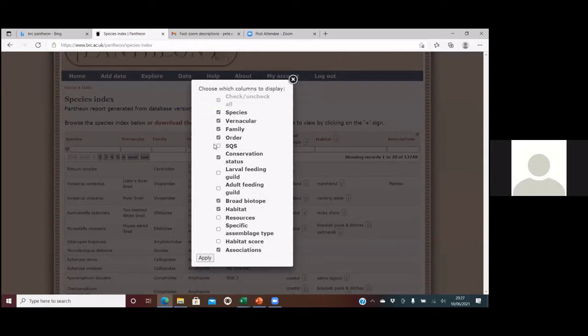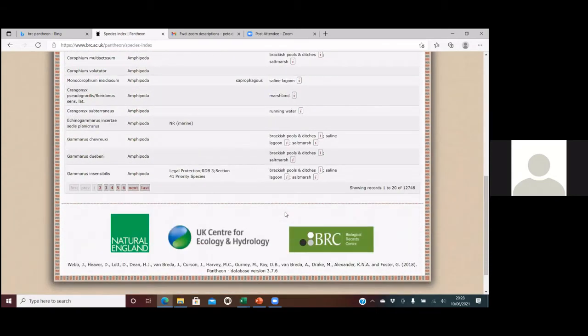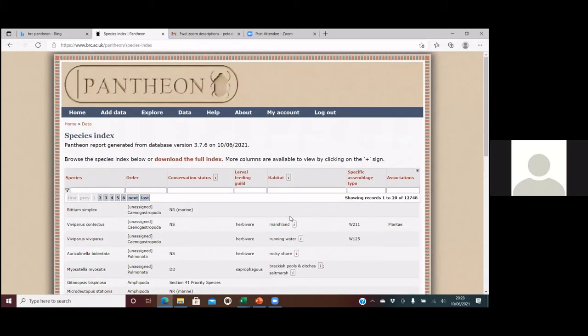So for this demonstration, we will take out the vernacular name, and we'll take out the family for now, and we'll put in the specific assemblage type. We'll take out broad biotype, and we'll put in the larval feeding guild, and we apply, and it does it for us in the table. So now we have maybe the information we're most interested in, and we can go through that page by page, or we can download the full thing into an Excel table and have a play with it.